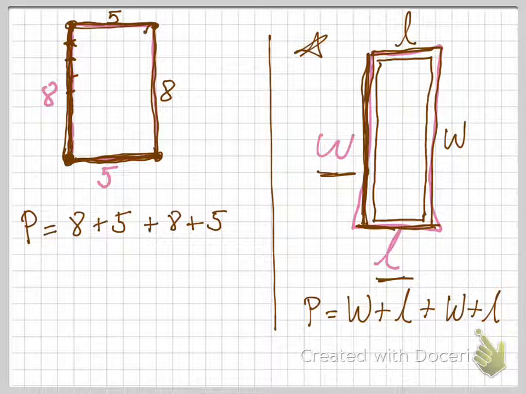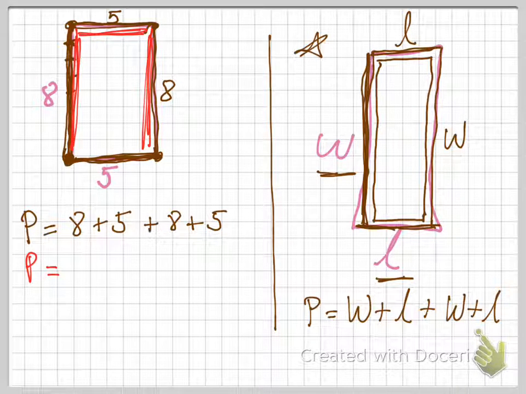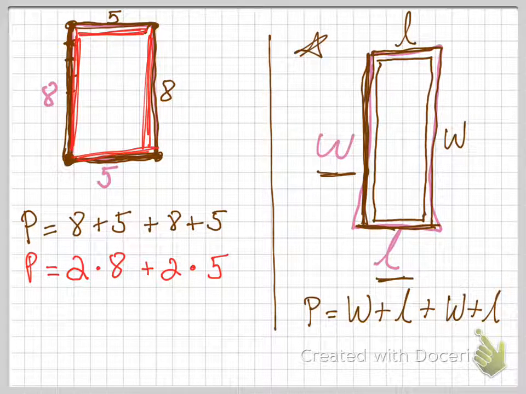Okay, one way of writing this up would be P equals, now if we look at this, we see that we have 1 8 over here and another 8 over here. So we have 2 8s. We have 1 5 up here and we have another 5 down here. So we have 2 5s. So we could write this, because we have 2 8s, 2 times 8 plus 2 times 5. And why do we have that? Because we have 2 8s, so we're multiplying by 2. Why do we have 2 times 5? Because we have 2 5s.